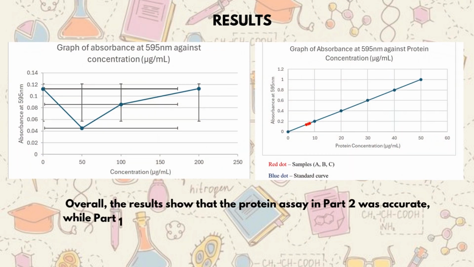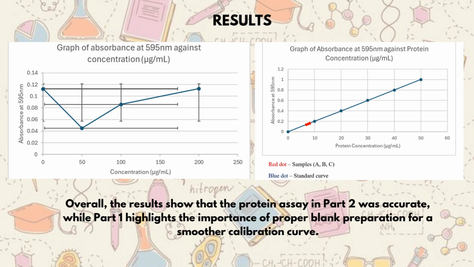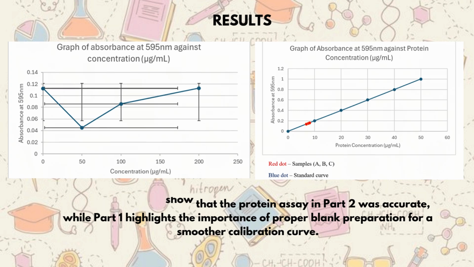Overall, the result shows that the protein assay in part 2 was accurate, while part 1 highlights the importance of proper blank preparation for a smoother calibration curve.